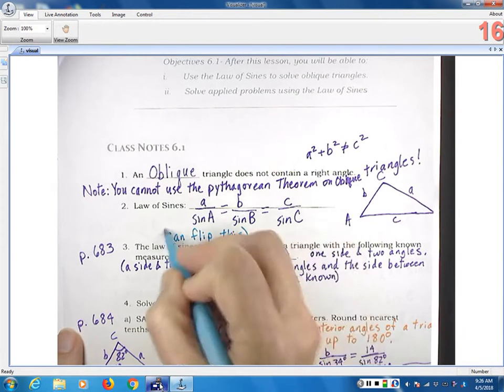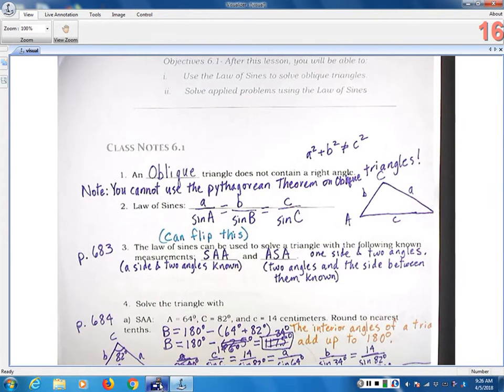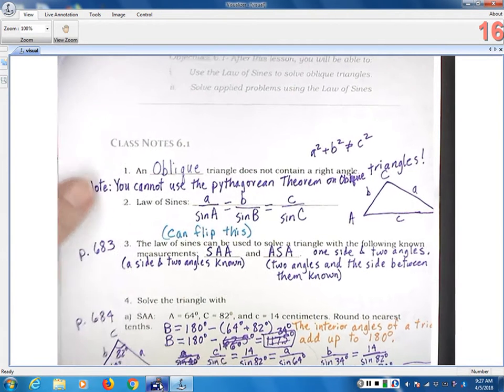So you can flip it. And it's more convenient to have the unknown in the numerator. So if the unknown is going to be an angle, then you're going to want to flip it. But on the examples we just did, we don't want to flip it.